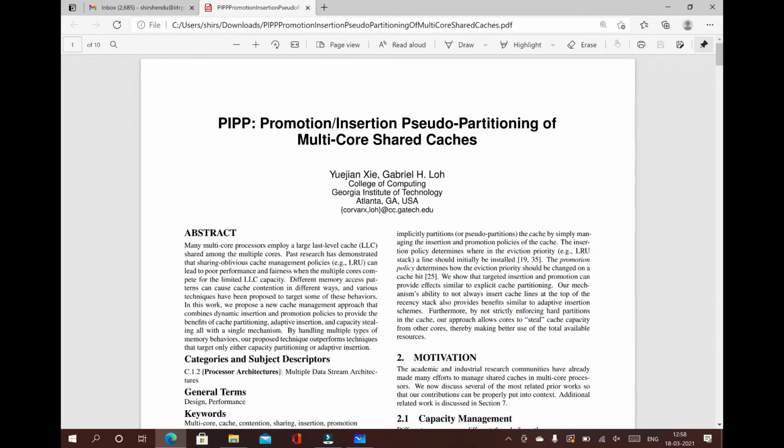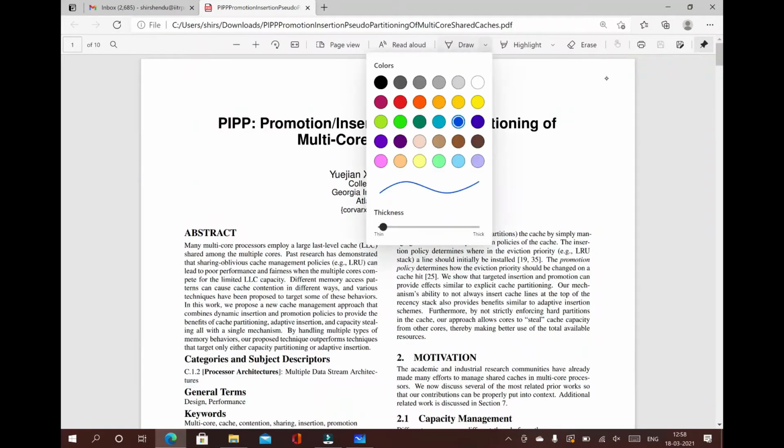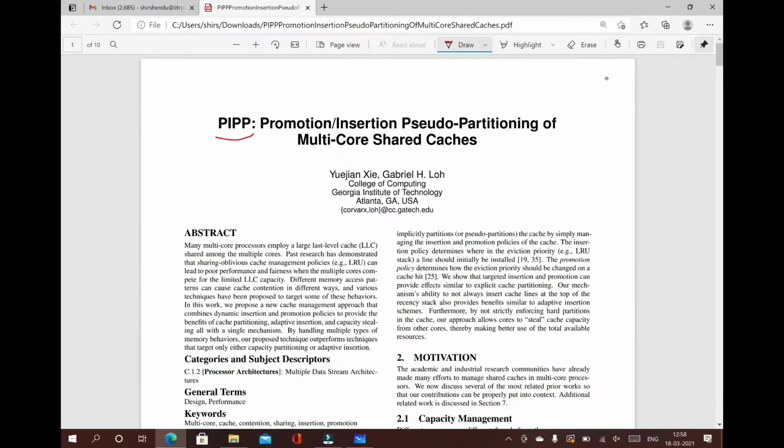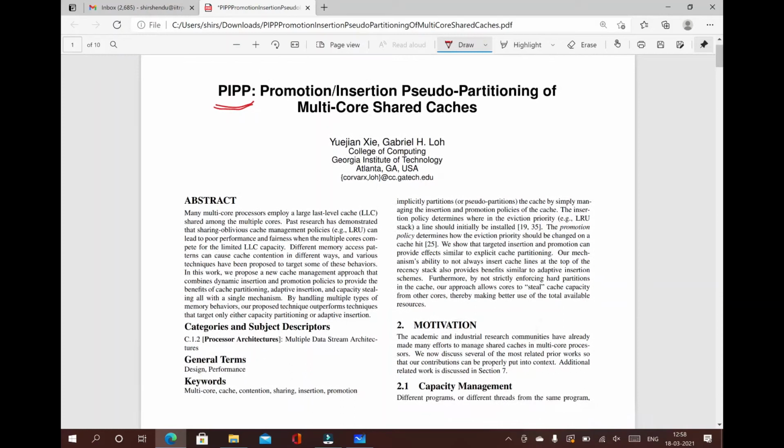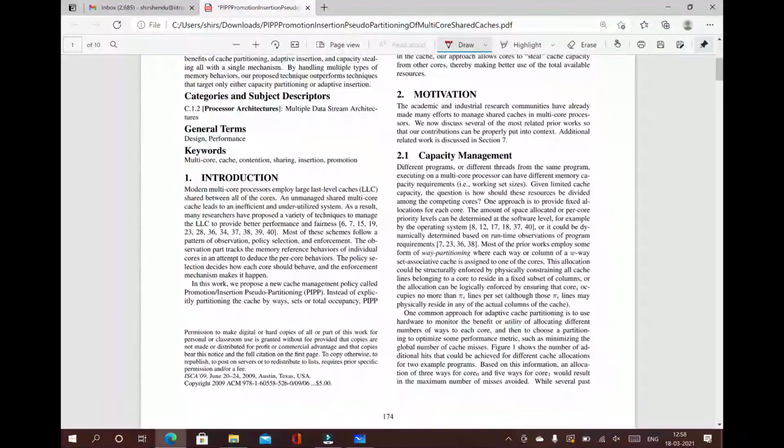See, this is the short name of the paper, PIPP, the PIPP paper. It is published in ISCA 2009. So it is proposed almost 3 years after UCP, which was proposed in 2006, and you can see the entire paper is based on UCP. Initially they discuss all the concepts of UCP, then what the limitations of UCP are, and then they propose their own.